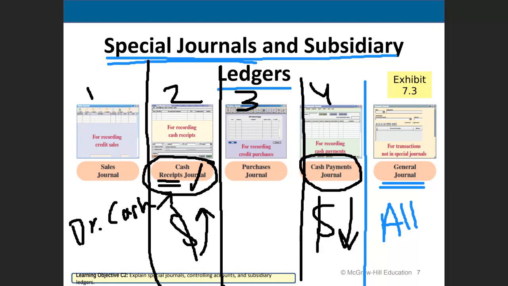So any cash payment, so anything that includes cash on the credit, any journal entry that includes cash on the credit, which means that we paid cash, will be in the cash payments journal. Okay. We have merchandising companies also have purchases journal and sales journal. So what are these for?